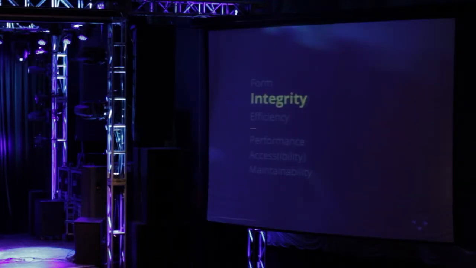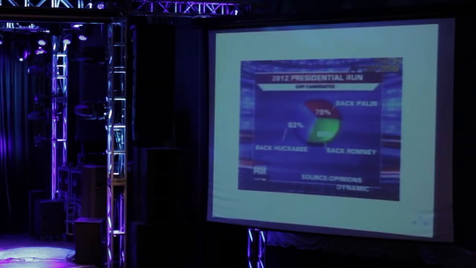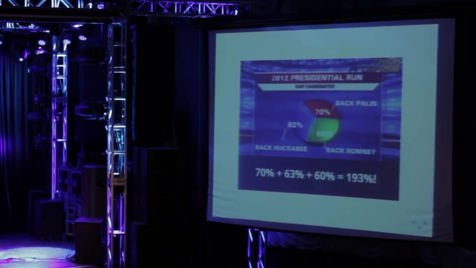In order to retain integrity in our charts, we should display our information correctly and not skew things in a way that slips things past our audience. Sometimes this happens unintentionally, so we should be aware of what to look out for. For example, here we have a pie chart, and pie graphs show shares of a total, which is 100%. But in this chart, we have 70% plus 63% plus 60%, and that totals to 193%.